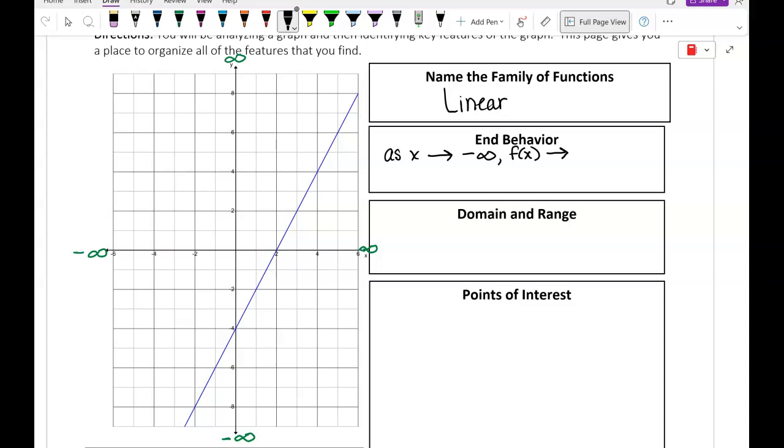They're going down, that means they're approaching negative infinity. So as x approaches negative infinity, f of x is approaching negative infinity, because as I go to the left, I'm going down. Left and down are both negative infinity. And then the second one we say, as x approaches positive infinity, f of x approaches what? So as I go to the right, are my y values going up or down?